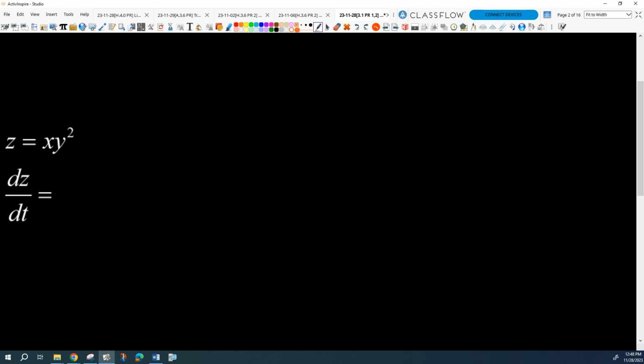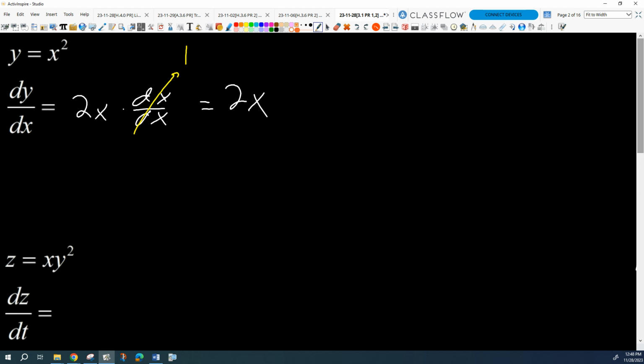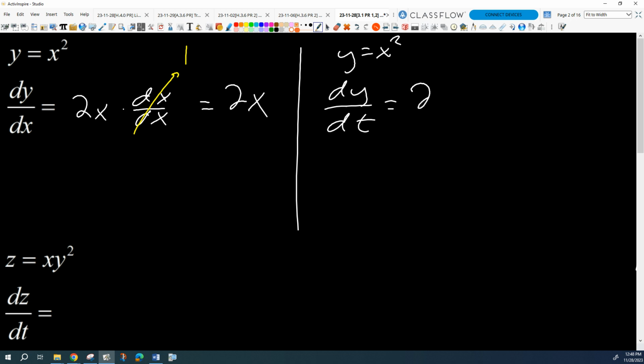In fact, if we had done this previous problem, as easy as it looks, let's just take this one. What if we had instead calculated, if y equals x squared, dy dt? Well, how are we going to do that? What's the derivative of x squared? 2x, right? So the first step looks exactly the same, but the second step is going to be a little different.